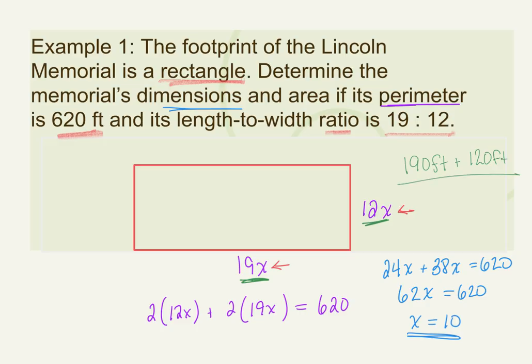And again, is this logical? Does this make sense? Well, that is definitely a 19 to 12 ratio. You can see that. But then you want to go back and say 2 times 190 plus 2 times 120. Does that equal 620? And it does. And so this is a logical answer for this problem.